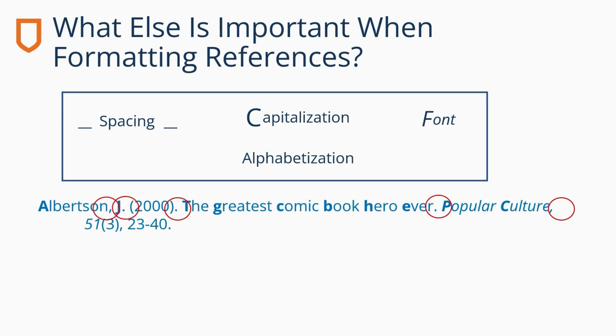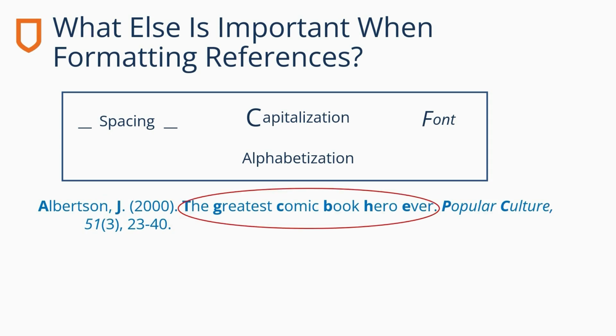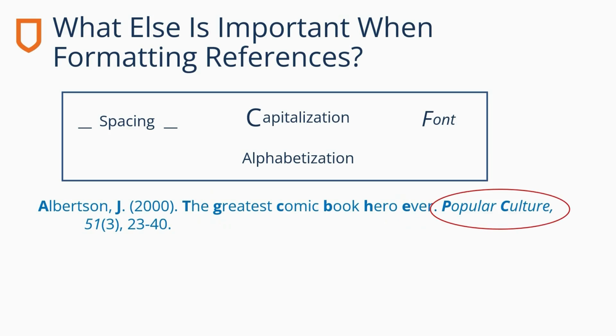For capitalization, remember how we used title case capitalization for article titles when they're given in text? The opposite is true for the references page. Now we're using what we call sentence case, capitalizing the first letter of the title and the subtitle, if there is one, as well as proper names. But the rest is lowercase, like a sentence. Also notice the title case capitalization for the journal title. Both Popular and Culture are capitalized. In terms of font, we're going to use italics for larger sources like journal titles, and even the volume number.